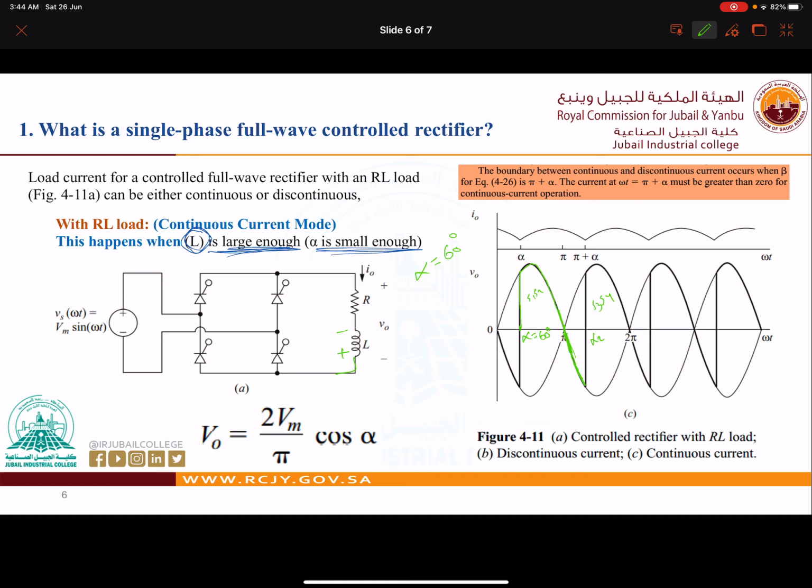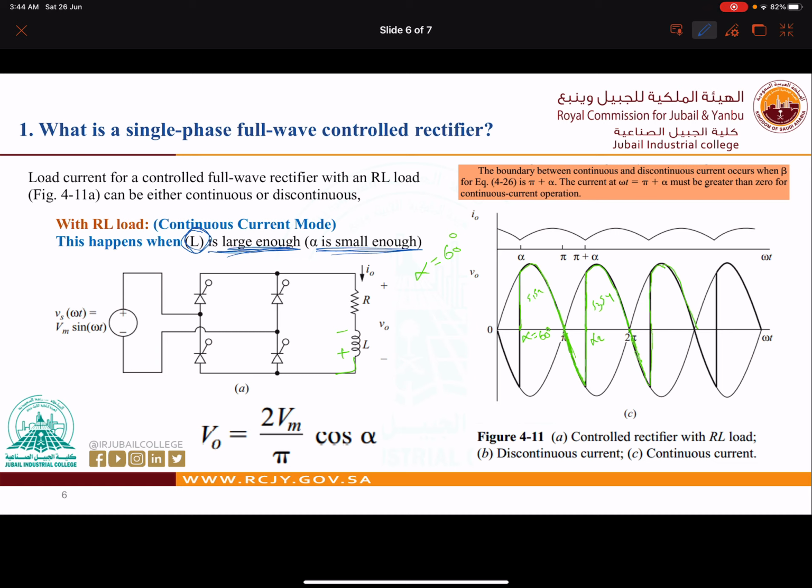Now, can you see it here, ya shabab? It will conduct from here. Okay, so it will go to 0, right? And also it will start conducting for the second two thyristors. And again, because of the inductive load, it will go to the negative ripple, right? And it will start again. And so on. Okay? This is for the voltage. Now, let us see the current. And let us prove that the current is continuous.